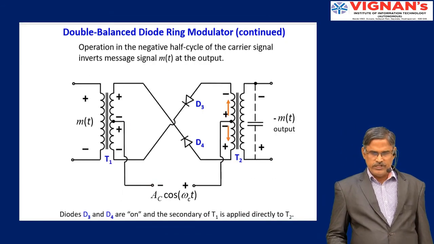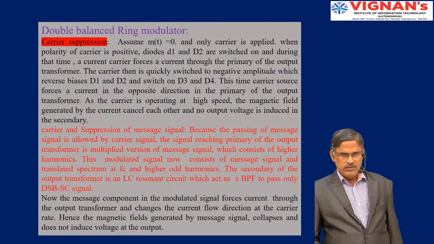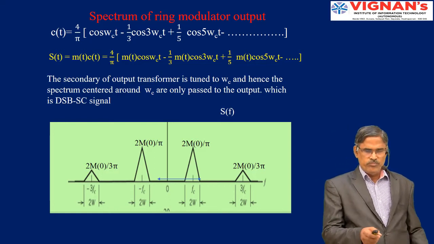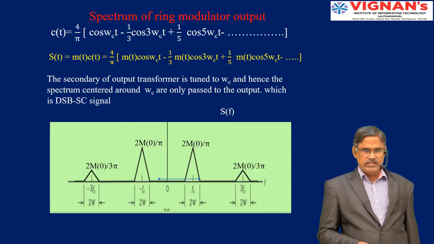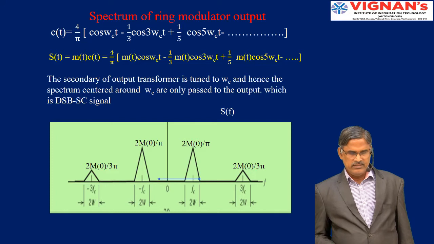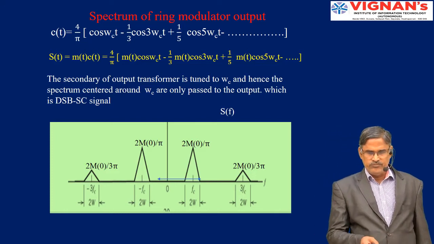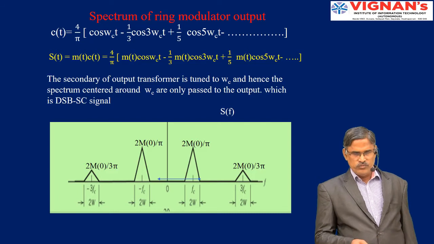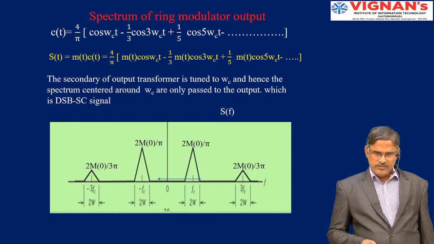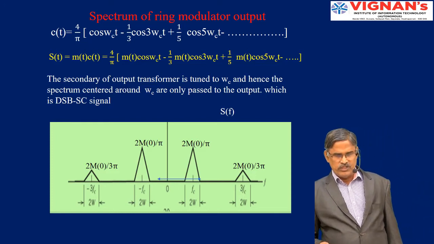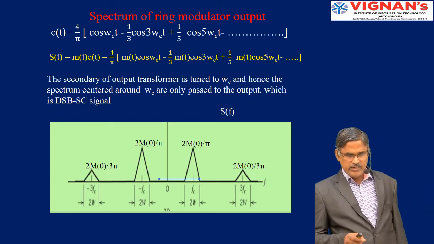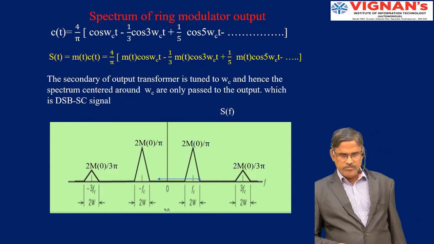And if you take the Fourier transform for this, p(t) is 4 by pi multiplied by cos omega_c t minus 1 by 3 cos 3 omega_c t plus 1 by 5 cos 5 omega_c t, etc. And when you multiply by m(t), you get 4 by pi m(t) cos omega_c t minus 1 by 3 m(t) cos 3 omega_c t, etc. What we want is only m(t) cos omega_c t. But the third harmonic product signal and fifth harmonic product signals are also coming. Therefore, to select only the first harmonic product signal, you use a band pass filter.